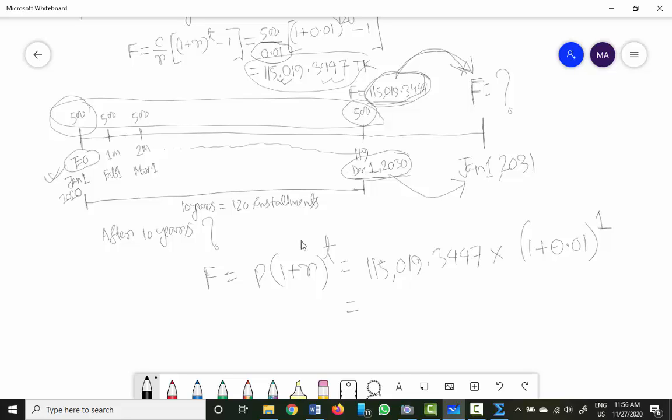So 115,019.3447 multiplied by 1.01 power 1. Which means the value you should get at January 1 2031 is equal to 116,169.538 taka. So this is the amount you should get.